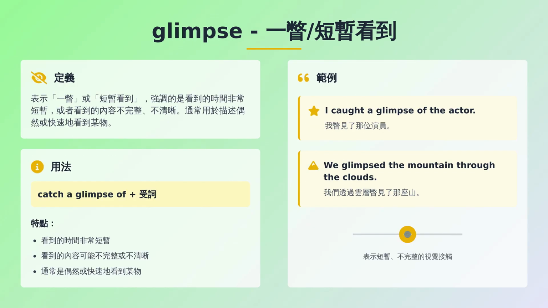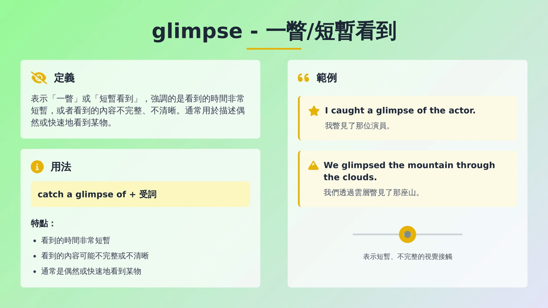Glimpse: a glimpse or a brief sight. Definition: it means a glimpse or a brief sight, emphasizing that the sight is very brief, or that the content of the sight is incomplete or unclear. It is often used to describe a casual or quick sight.